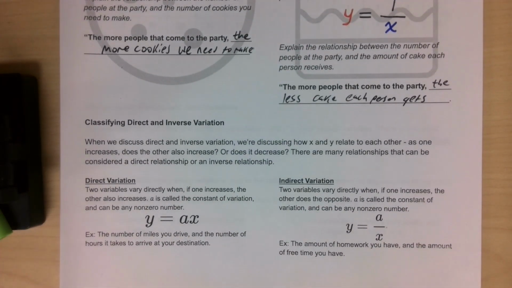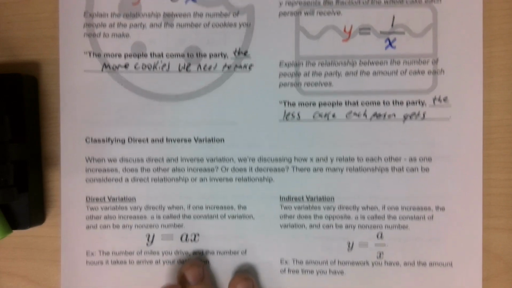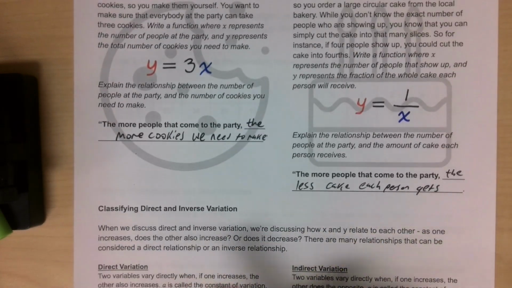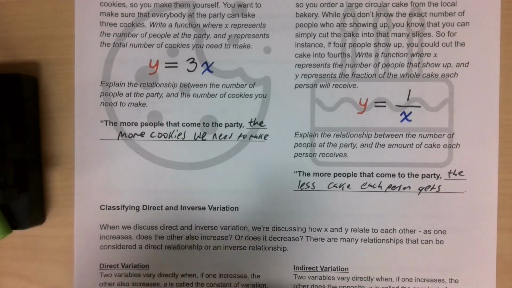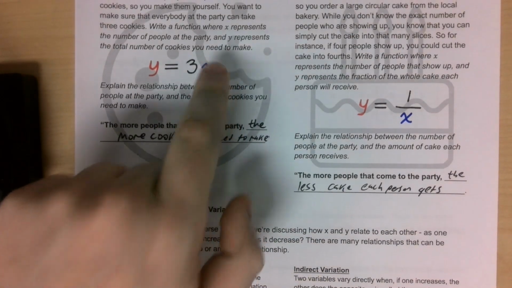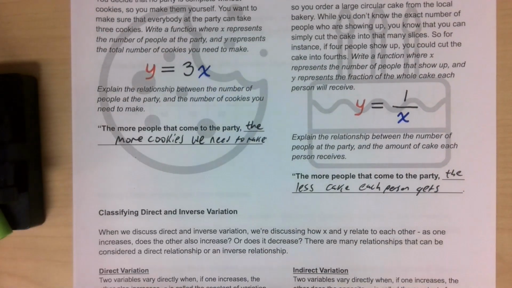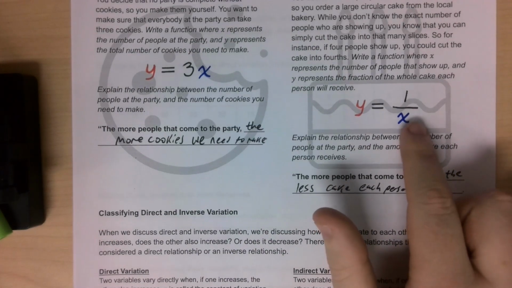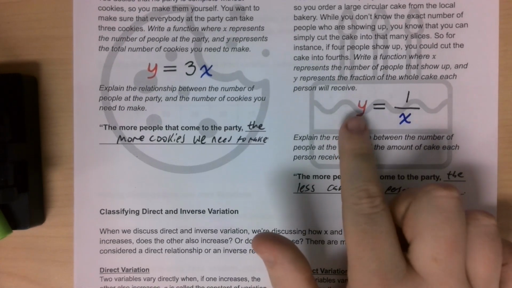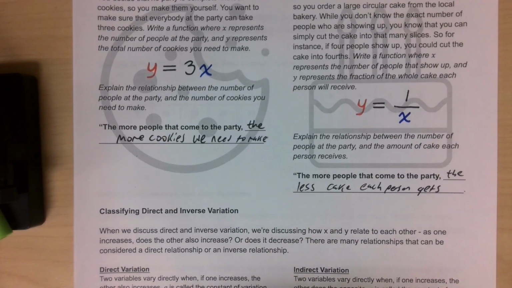This is the entire premise of the lesson today. Direct and inverse variation. So, when we say direct and inverse variation, we're just talking about how x and y relate to each other. As one increases, does the other one also increase, like our cookie situation? As the number of people goes up, the number of cookies we need goes up? Or does the other decrease? As the number of people goes up, the amount of cake each person gets goes down.